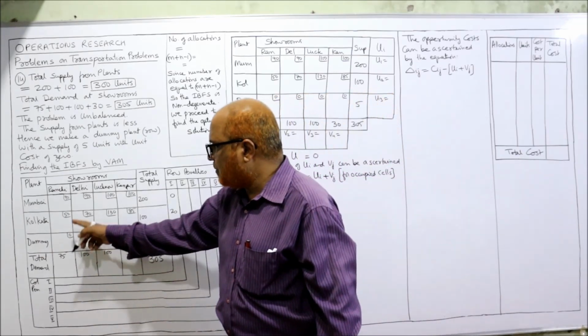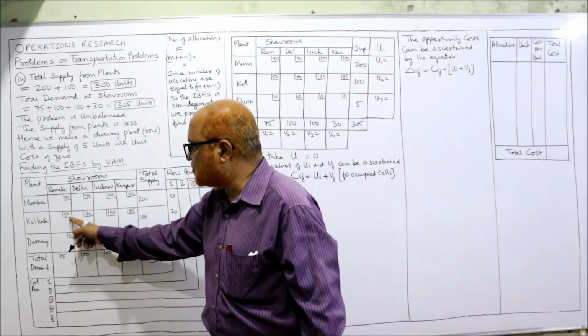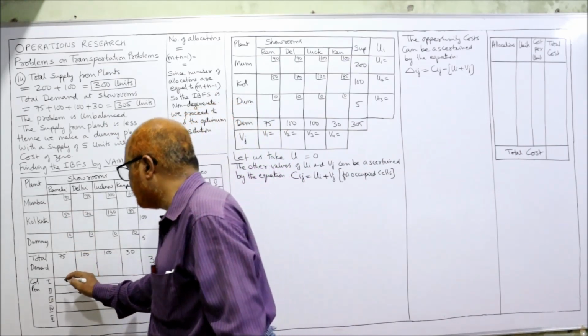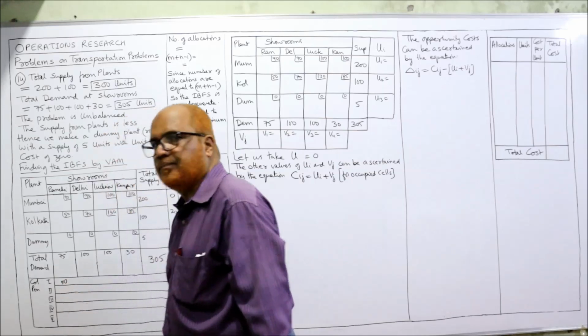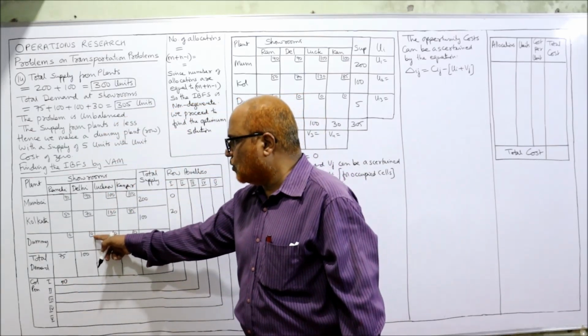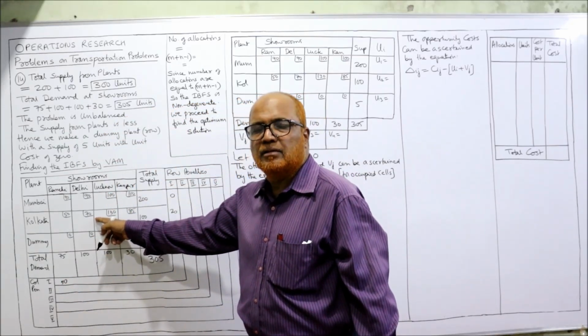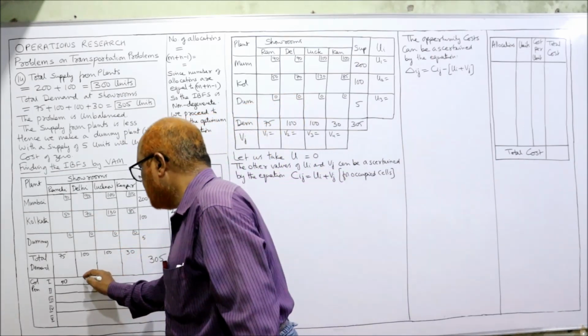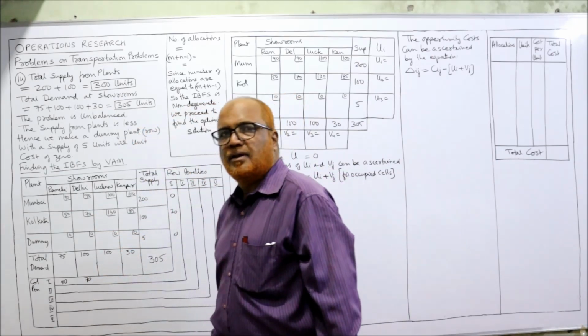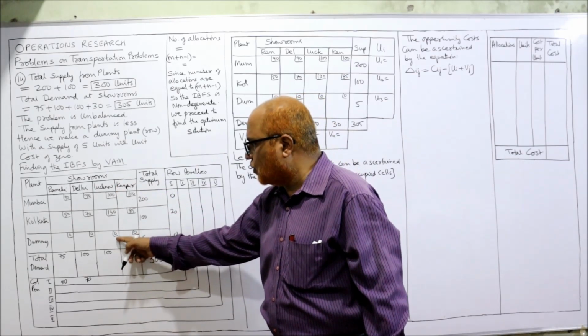Column wise, minimum is 0. Next minimum is 50. So 50 minus 0 is 50. Here minimum is 0. Next minimum 70. So 70 minus 0 is 70. The next column minimum is 0.